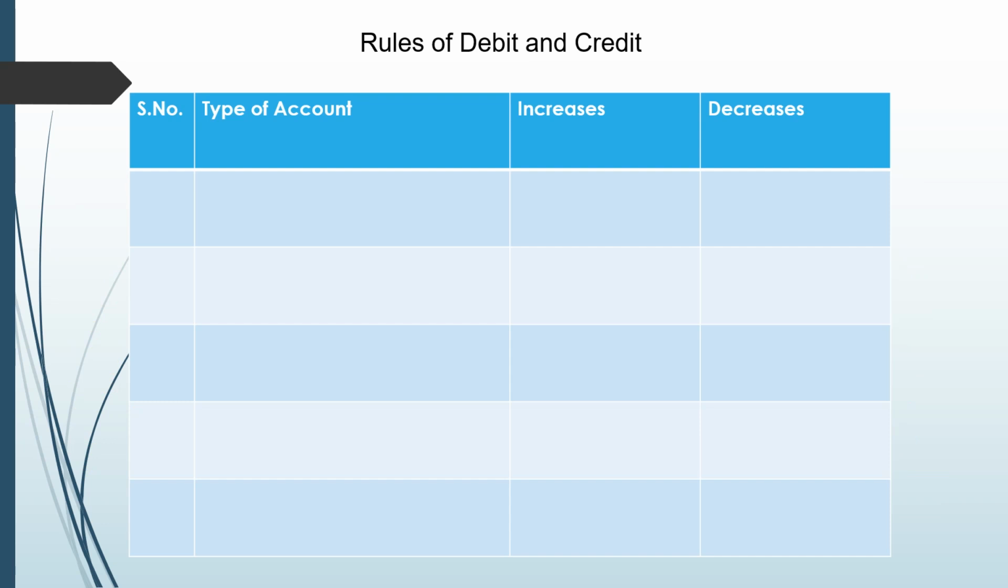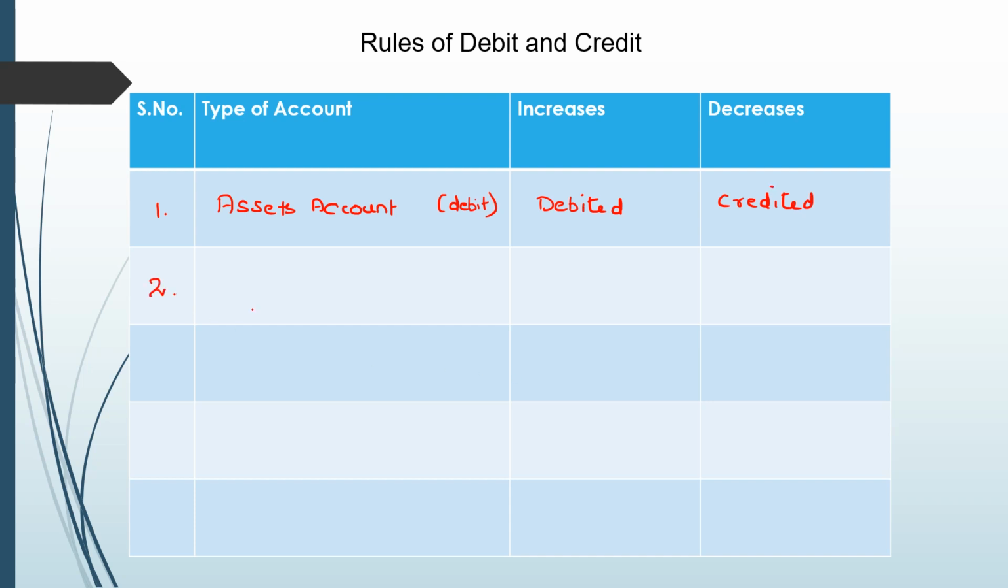So for the first type of account, that is our asset account. Now for the asset account, what is the rule? Asset account is considered to have a debit balance. So it is supposed to have a debit balance, and when there is an increase in asset, it is going to be debited. So when there is an increase, it is to be further debited. When there is a decrease, it is going to be credited.